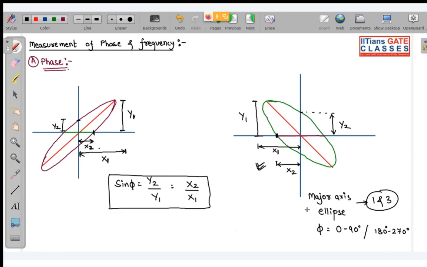If the major axis of the ellipse lies between second and fourth quadrant, once again there are two possibilities. Either phase shift will be from 90 to 180 degree, or it will be 270 degree to 360 degree. Is it clear? Tell me. So now these things are asked in the examination.